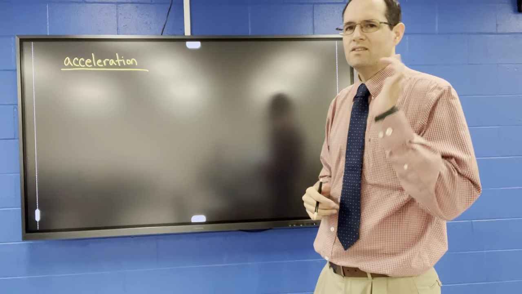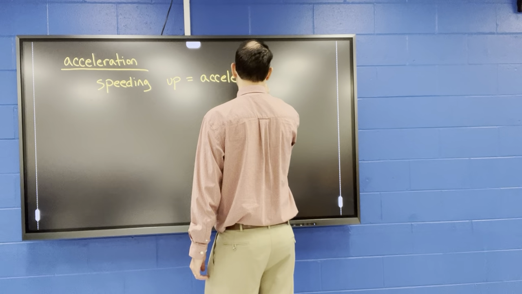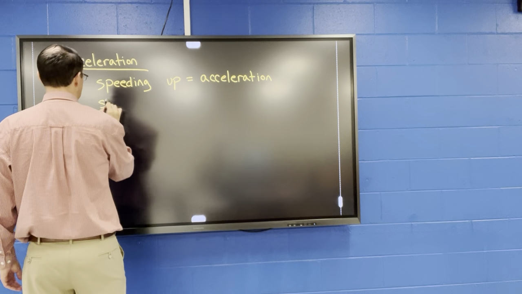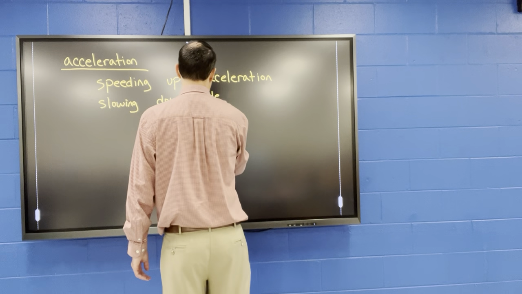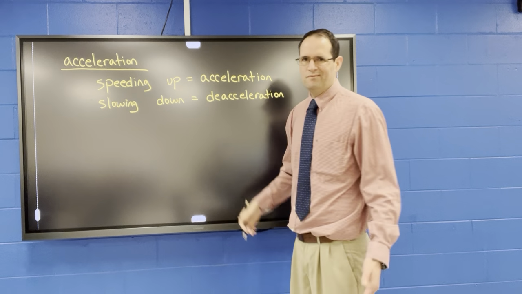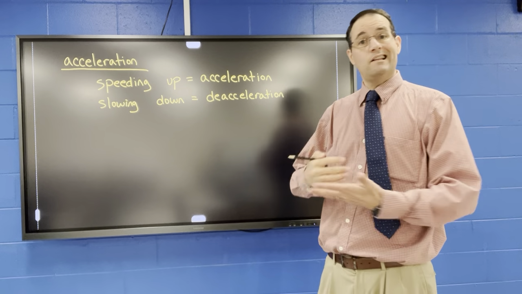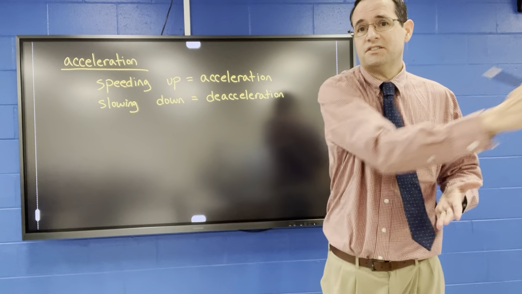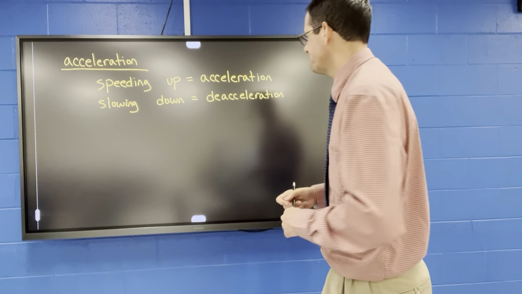But what happens if somebody is speeding up? We have two things. Speeding up is called acceleration. Slowing down would be deceleration. In driver's ed, you call that the gas pedal, and you call this one the brake. In physics, we call it acceleration if you're going faster and faster, and deceleration if you're getting slower and slower and you come to a stop.